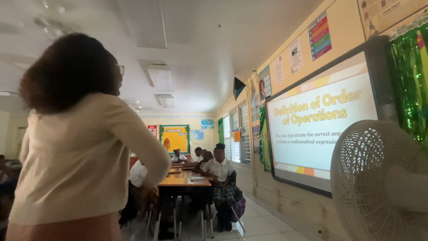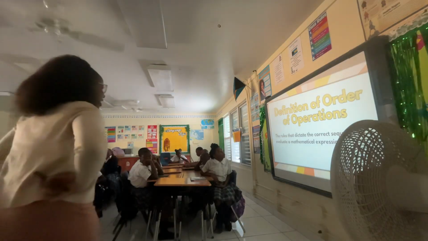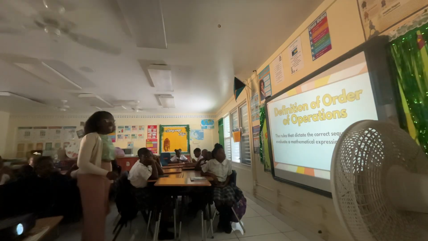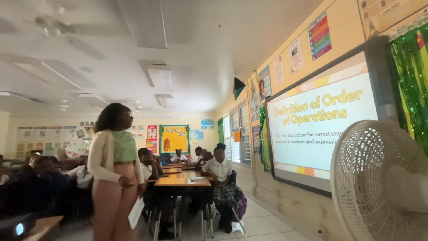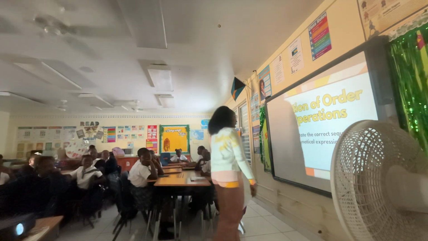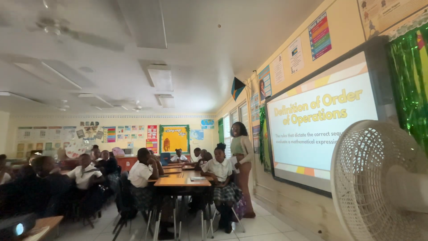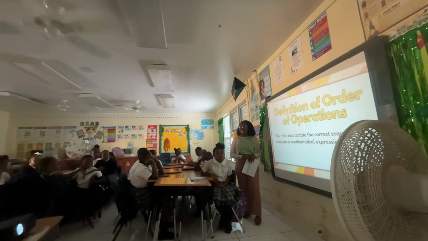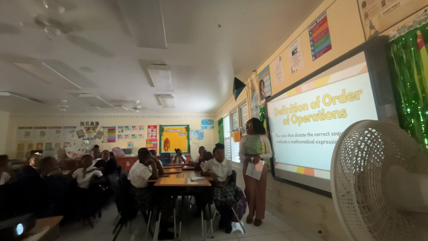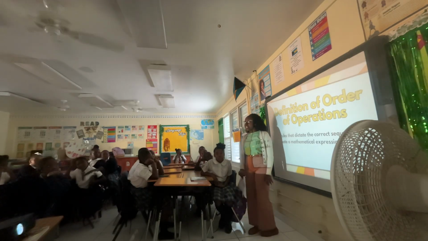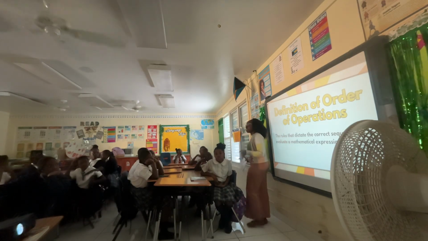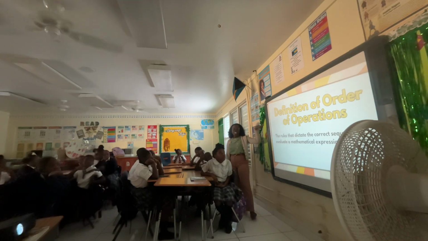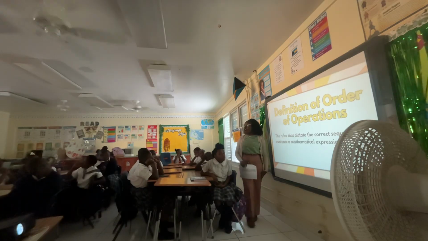So now, what is order of operations? Order of operations is the rules that dictate the correct sequence to evaluate a mathematical expression. That's a lot of words. Let me just explain it. Order of operations basically tells you how to solve a math problem. That's all these big words are saying.